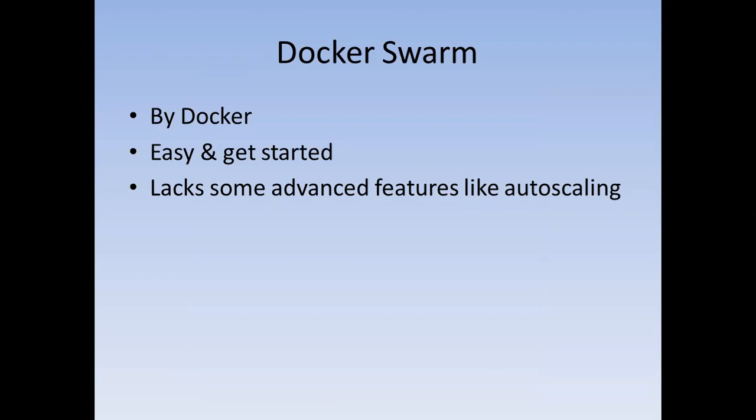So we have this Docker Swarm. This is by Docker, easy to get started. But what it is lacking is some advanced features, for example, auto scaling. You can scale up the containers manually, but that auto scaling option is not there. Just to give you one disadvantage. Also, in Docker Swarm, we cannot host, let's say, LXC containers or LXD containers or rkt containers. It is tightly coupled with Docker. So that is one disadvantage.